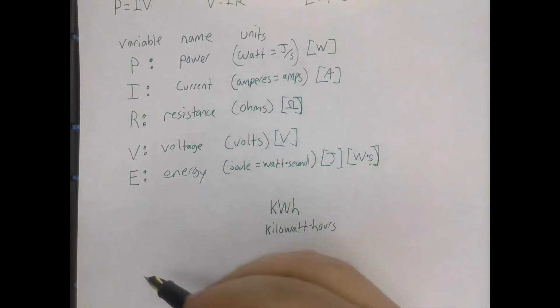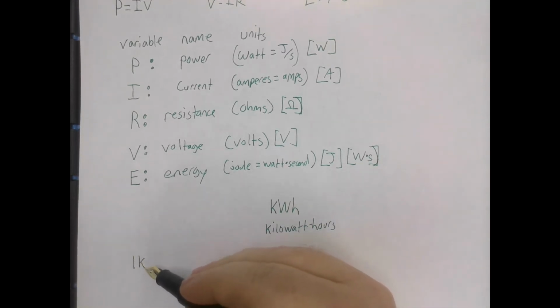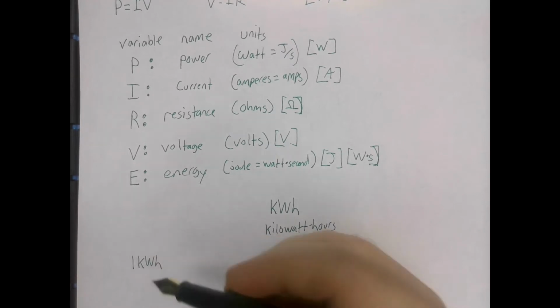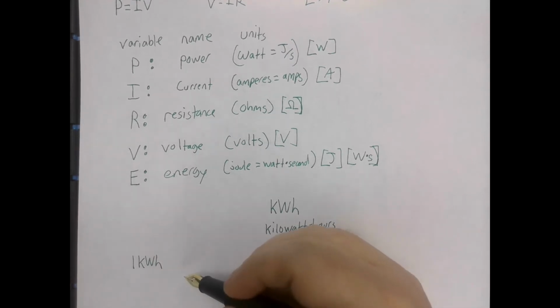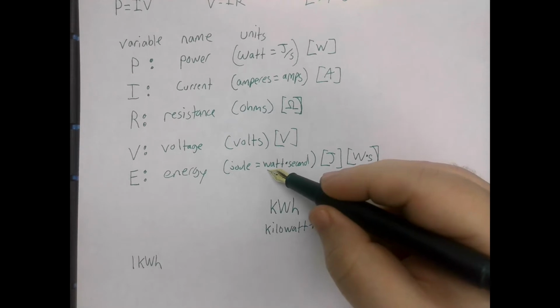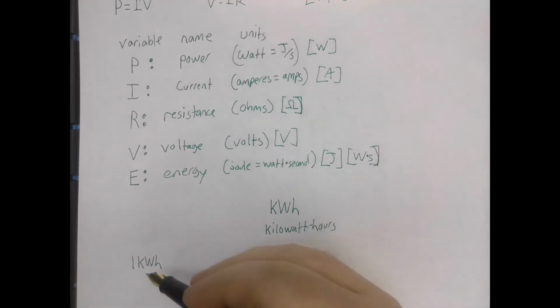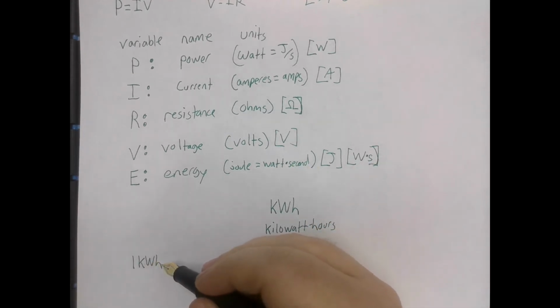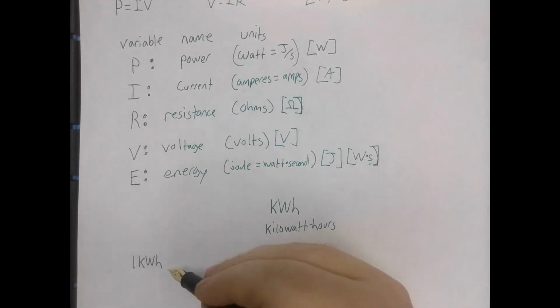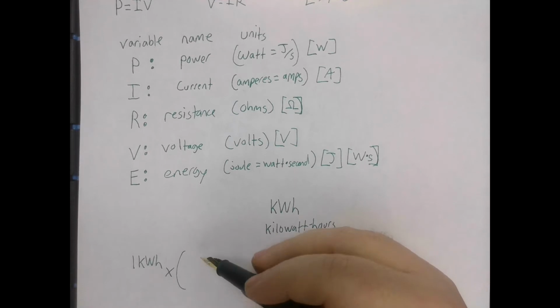So if you wanted to convert 1 kilowatt hour into joules, so a joule is equal to a watt second, so we need to convert kilowatt hours into watt seconds. So we multiply by 1.